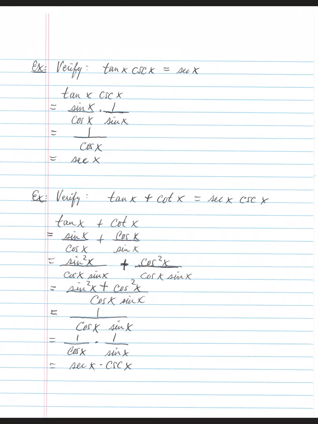Common denominator, write that, and then add your numerators. Sine squared x plus cosine squared x, that's equal to 1. 1 over cosine x times 1 over sine x, basically splitting, but don't forget it's multiplication. So you can split them, but you've got to keep multiplying. And that's secant and cosecant, and that's what we were asked to show.